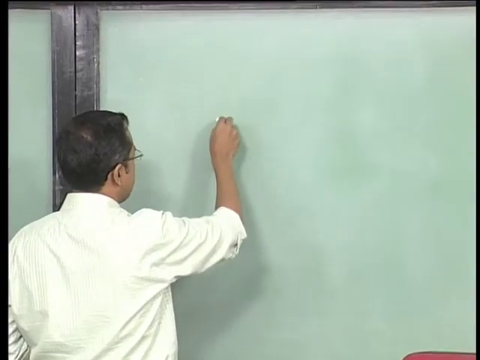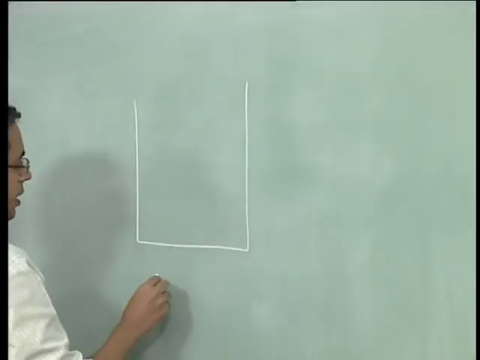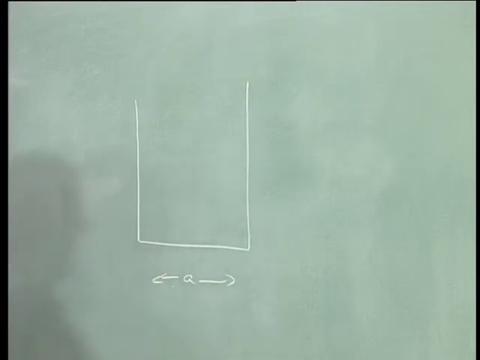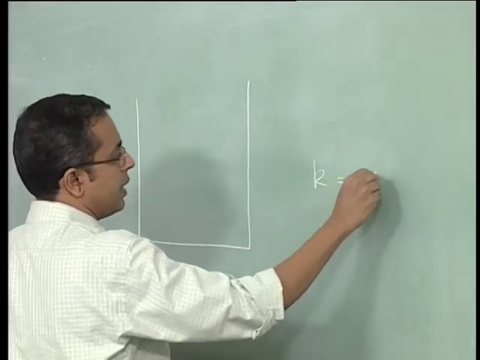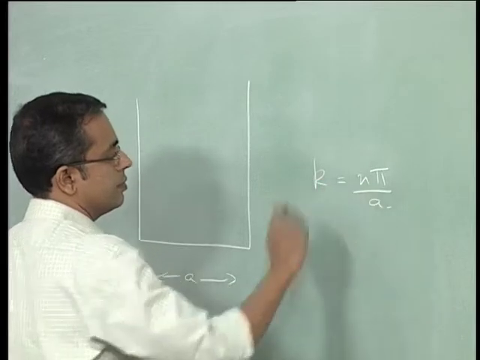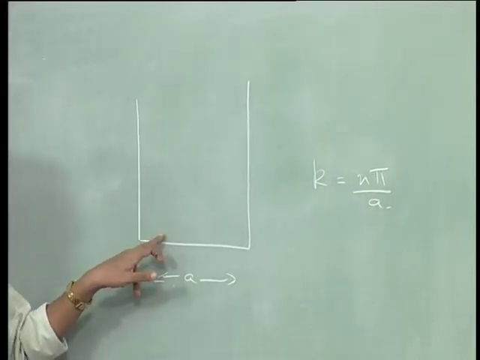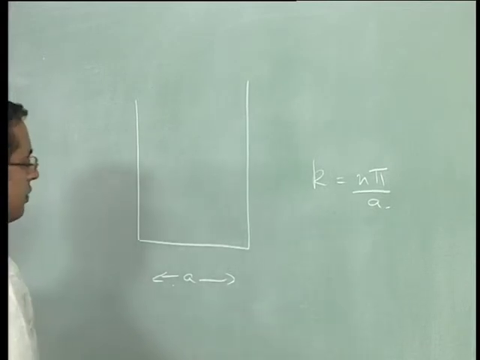So we found that when you have some dimension a within which an electron is confined, then the allowed values of k are n pi by a, because of the confinement. Now we also noted that in the samples that we are dealing with, there are two levels of confinement.